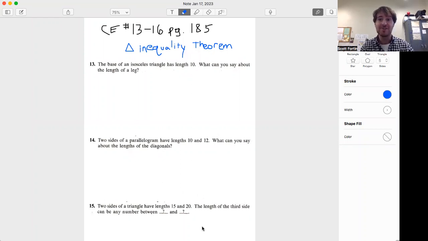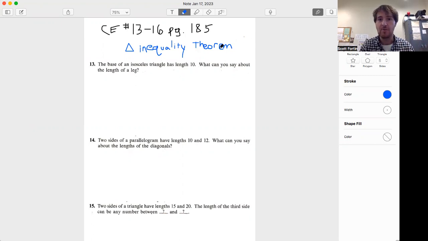I'm going to go through a few of the classroom exercises from section 4.6, which was the triangle inequality theorem. This was a new thing that we learned today in class, that in order to form a triangle, the sum of the lengths of the two smaller sides needs to exceed the length of the third side. Need to be bigger than that, right?